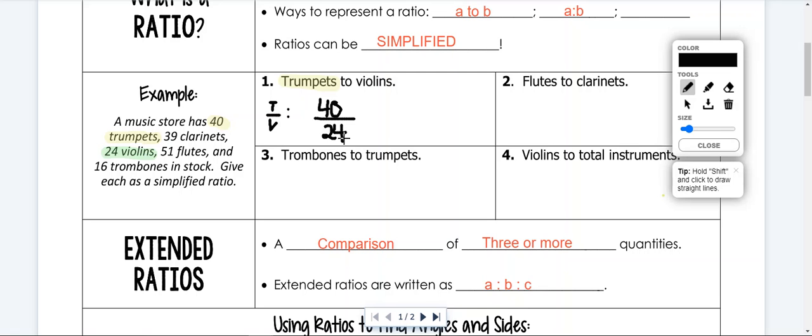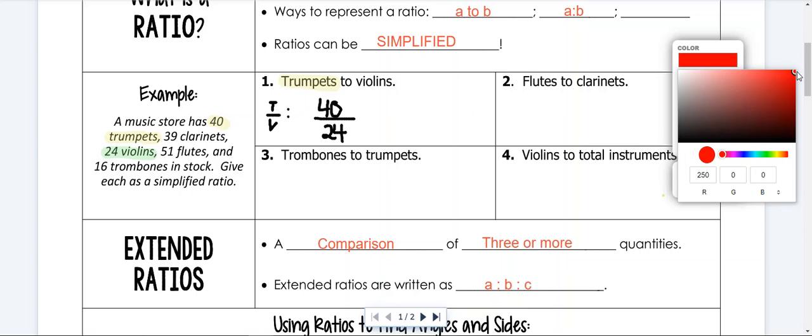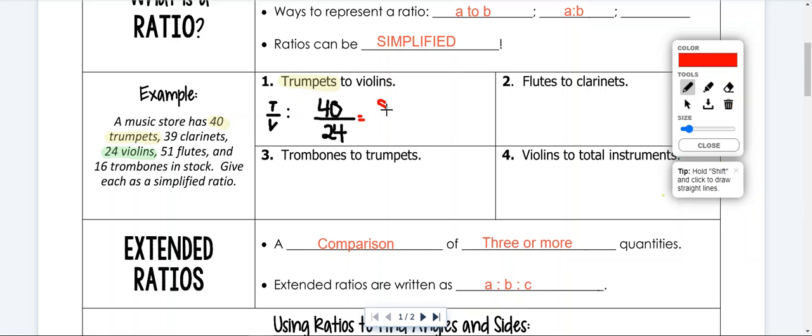Now, any fraction where you want to simplify, you don't want to just leave it like that. It's not in its simplest form. Keep it simple, right? So if you think of 40 over 24, you can think of that as the same as 8 times 5 over 8 times 3, right? Same thing, just rewritten in terms of a factor. And since we have a similar factor, 8 and 8, I can remove that, and our simplified form is 5 to 3. So for every 5 trumpets, I have 3 violins, okay? If it were violins to trumpets, we would reverse that.